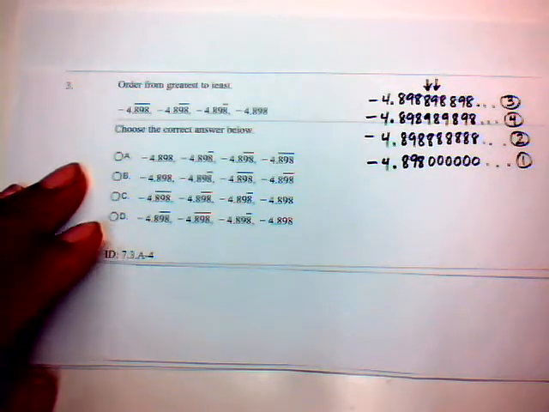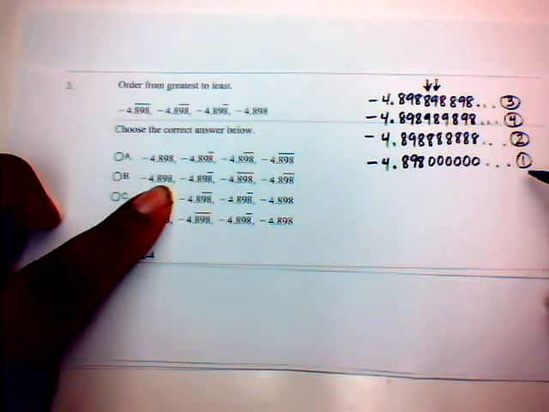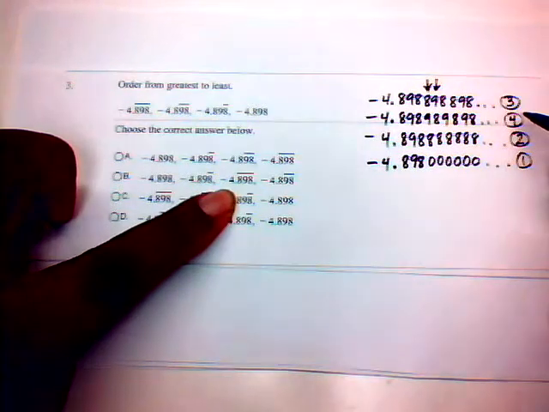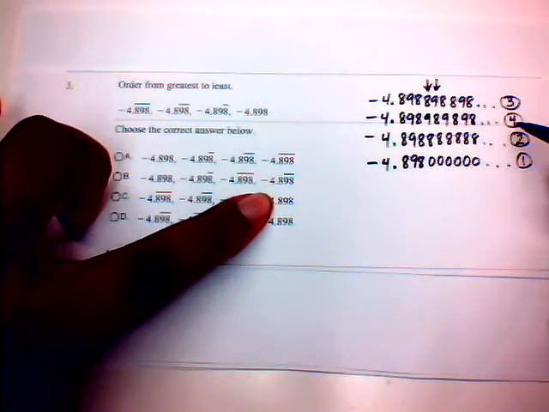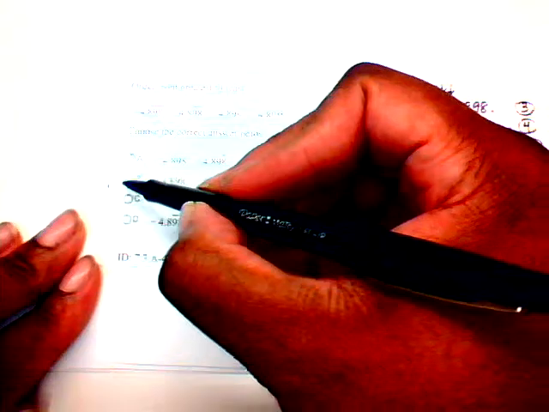Okay, so to put this in order, negative 4.898, that's first. Negative 4.898, where only the 8 repeats. And then the third one is negative 4.898, where the 8, 9, and the 8 repeats. And then the last one is negative 4.898, where only the 9 and the 8 repeats. So here is answer B.